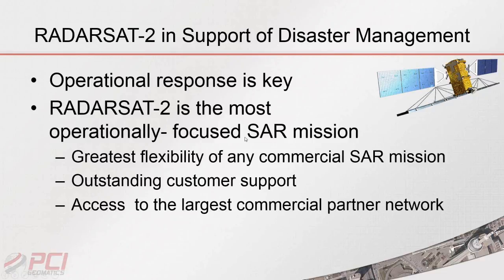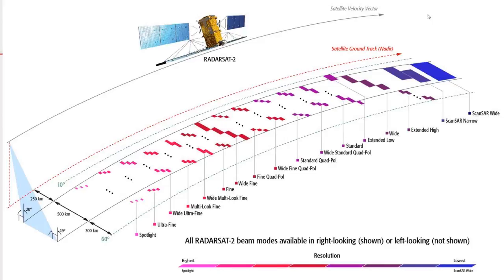So when we talk about the flexibility of the sensor, what we're really focused on is the ability for us to pick the combination of resolution and coverage that really solves the right problem that our customers have. In the case of disaster management, we have a wide range of beam modes that are used depending on the situation. RADARSAT-2 actually has 18 different beam modes, and over at the far right-hand side there, you can see our largest coverage with our ScanSAR Wide, which provides 500 kilometer by 500 kilometer swaths at about 100 meter resolution.